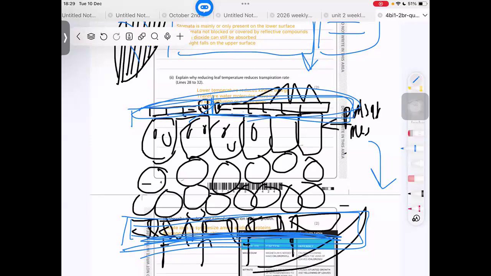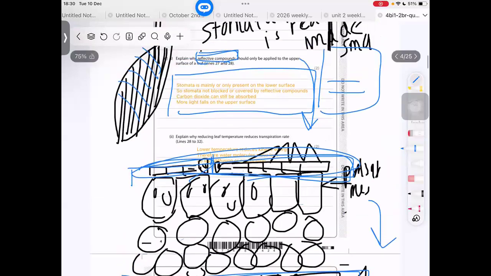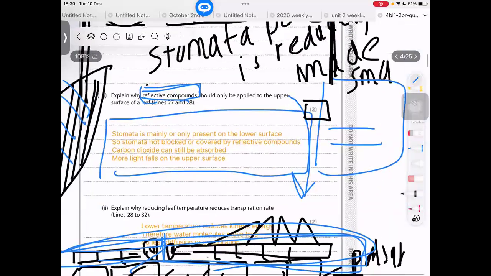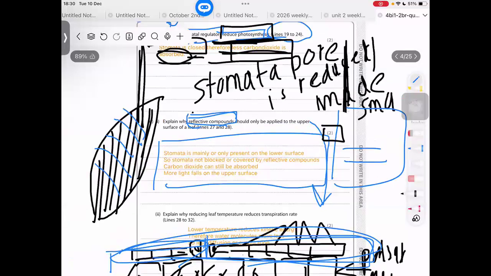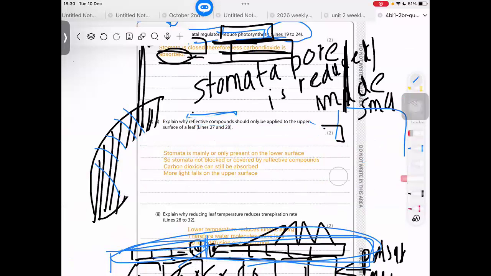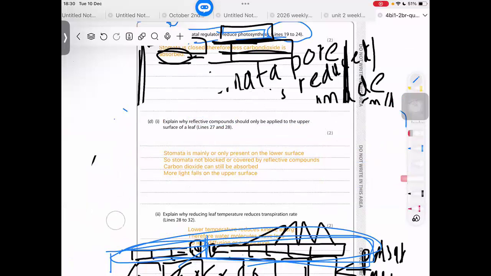Because there are a lot of stomata, and mainly gaseous exchange takes place via those stomata. So because of that reason, we are not applying any reflective compounds, to make sure that the plant will still carry out photosynthesis. Therefore, this is the answer that you need to write. Even though it says 2 points, they have given 4 points in your marking scheme. And out of these 4 points, if you have any 2 points, you can get your marks, right? But you need to make sure that you write a complete answer to this question, right?